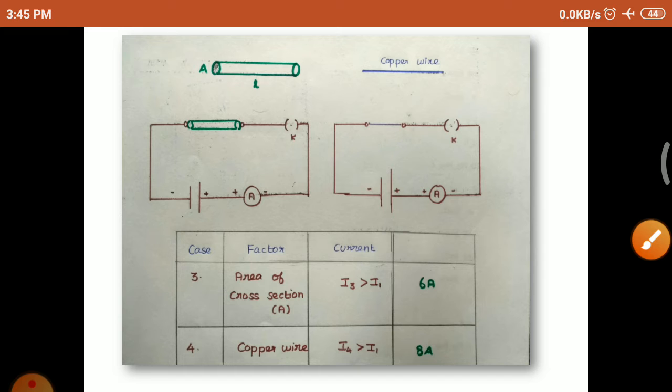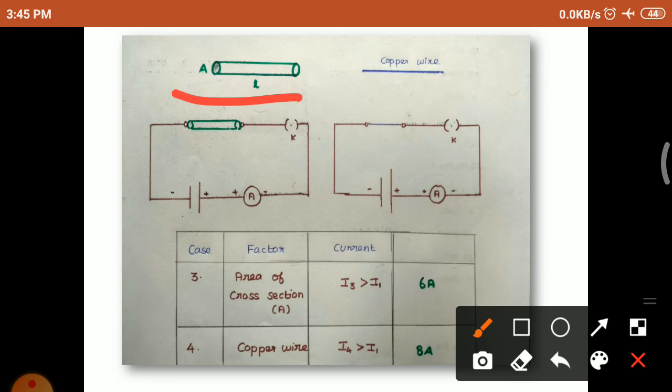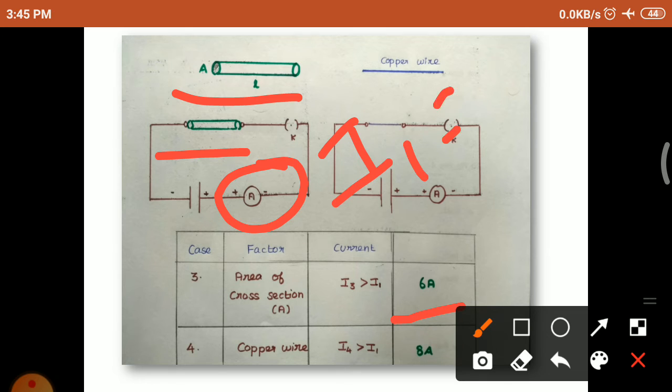So I connected this in the circuit and calculated the current value. In case 3, the factor is area of cross section A. When I measured the current value, it is 6 ampere. The I1 value is 4 ampere. This current is I3. So when comparing to I1, the I3 value is greater, that means 6 ampere.